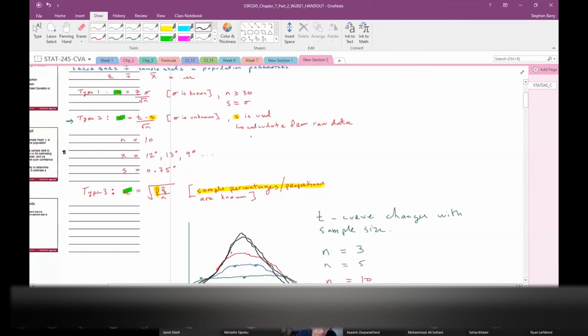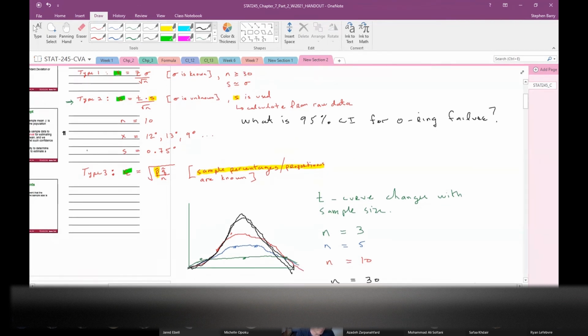So let's say you're estimating the fail temperature, just like from before, right? Let's use 95 because we're going to get a different value. So what is the 95% confidence interval for this information here? Sample size 10, standard deviation 0.75. All right.